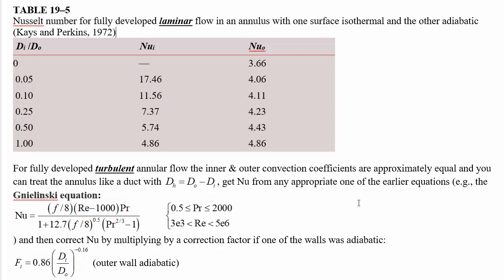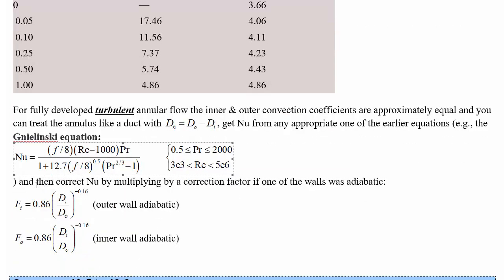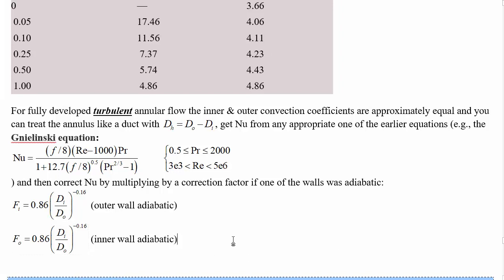For turbulent flow, the inner and outer convection coefficients are approximately equal. Doesn't matter which surface you're transferring heat at. And you can treat the annulus like a duct with this hydraulic diameter. The hydraulic diameter is the difference in diameters. Get the Nusselt number from any appropriate one of the earlier equations, like the Gnielinski equation, and then correct Nu by multiplying by a correction factor if one of the walls was adiabatic. So depending on which wall it was, if it was the outer wall that was adiabatic, multiply by this correction factor. And if it was the inner wall, multiply by this correction factor. At least that's what the textbook says.